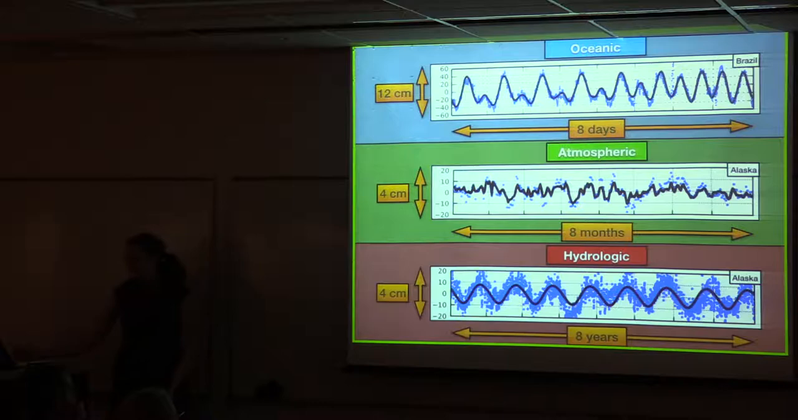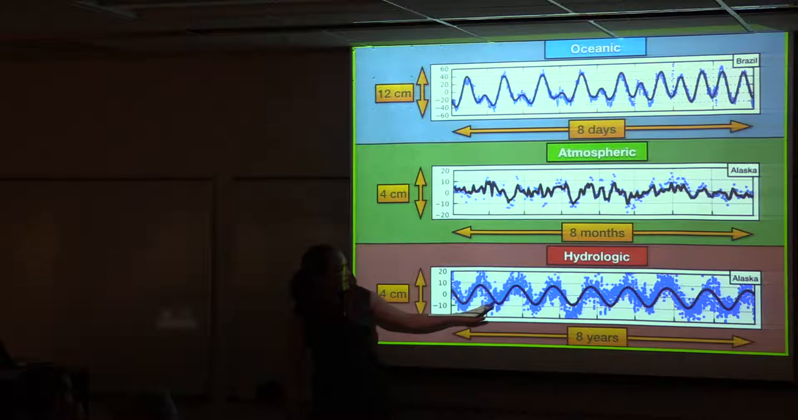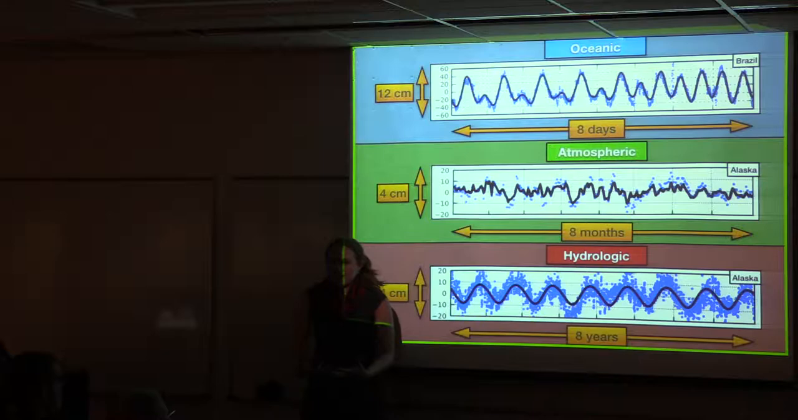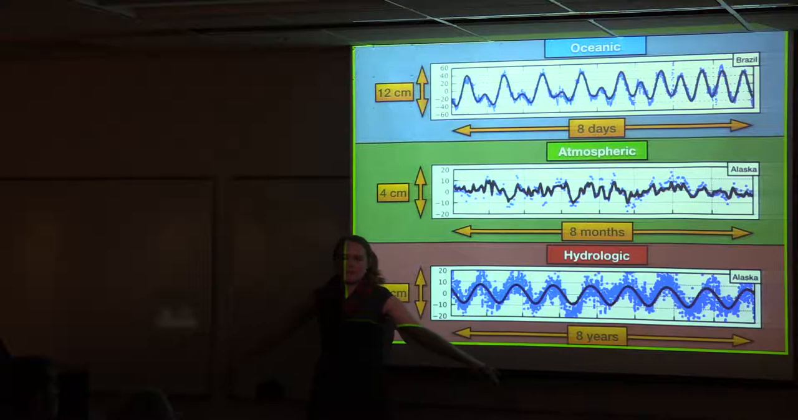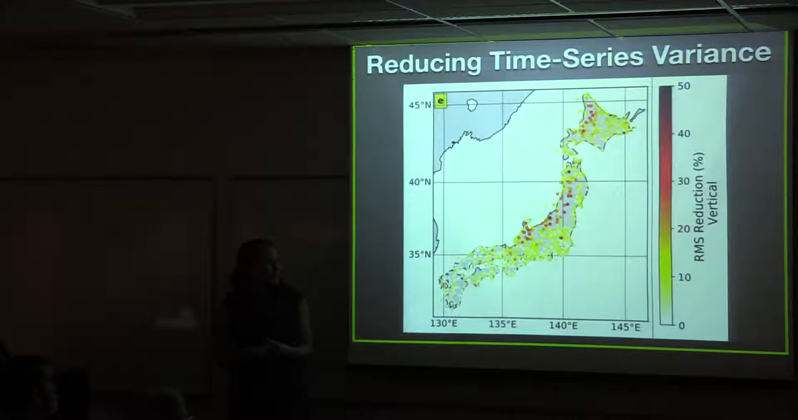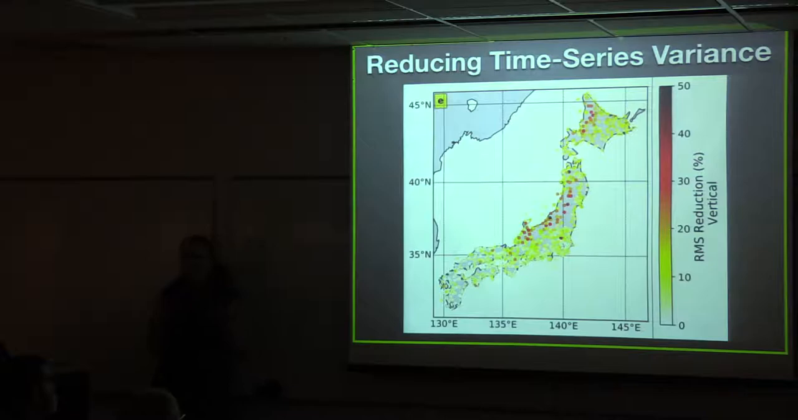And then finally, this is an 8-year time period, and we see that seasonally, most of the scatter in the GPS is explained by this yearly seasonal hydrologic loading, mostly from snow in the mountains and then melt runoff. So when the land is depressed, that's mostly in the springtime when you have the most snow in the mountains. And then in the summer and fall when the snow is melting away, then the land is uplifting again. And in tectonically active Japan, if you actually remove all those signals from the time series, you can reduce the RMS scatter of the time series by up to 10 to 50%, depending on location.